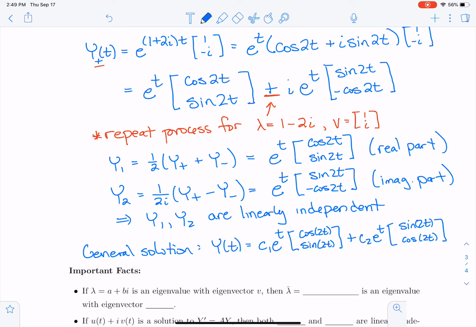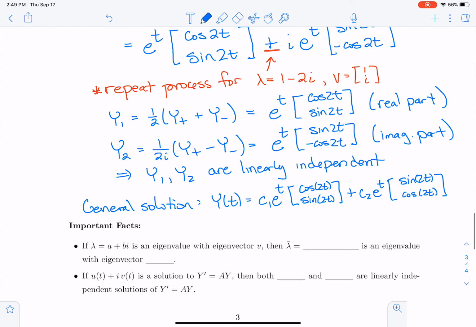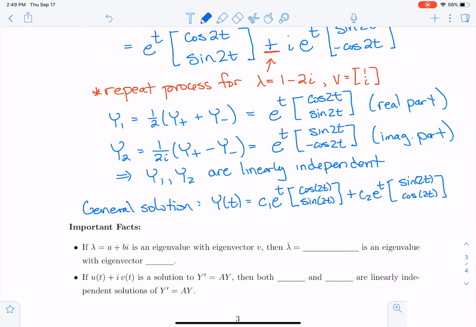So there are some important facts that we need. The first important fact is that if lambda is a complex eigenvalue, a plus bi, with eigenvector v, then the complex conjugate lambda bar, which is a minus bi, is also going to be an eigenvalue of that matrix with an eigenvector v bar, the complex conjugate of v.